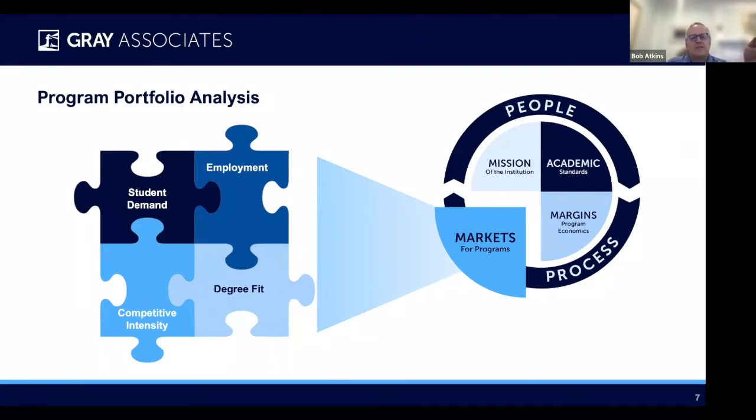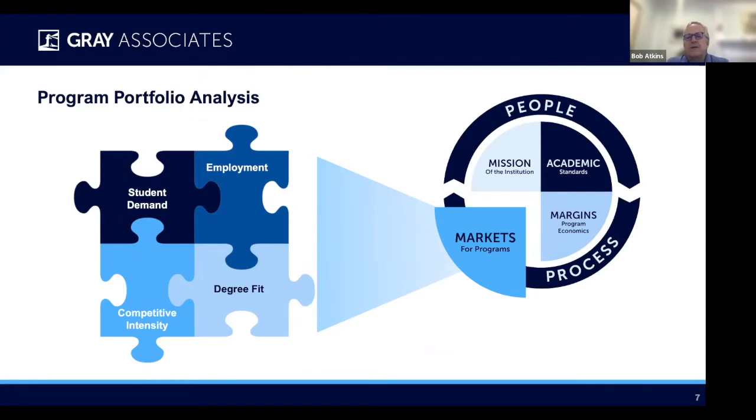Student demand is the first thing. What do students want? And we'll talk about data sources for that. Employment. How many jobs are out there? What skills are required? Who's hiring? Is it growing? Is it falling? Competitive intensity. Is this field already saturated? Is there room for another competitor? Are you one of the competitors in there? Can you grow your program? Or when you look at the competition and see how many people are coming through, are you already doing as well as you could reasonably expect?